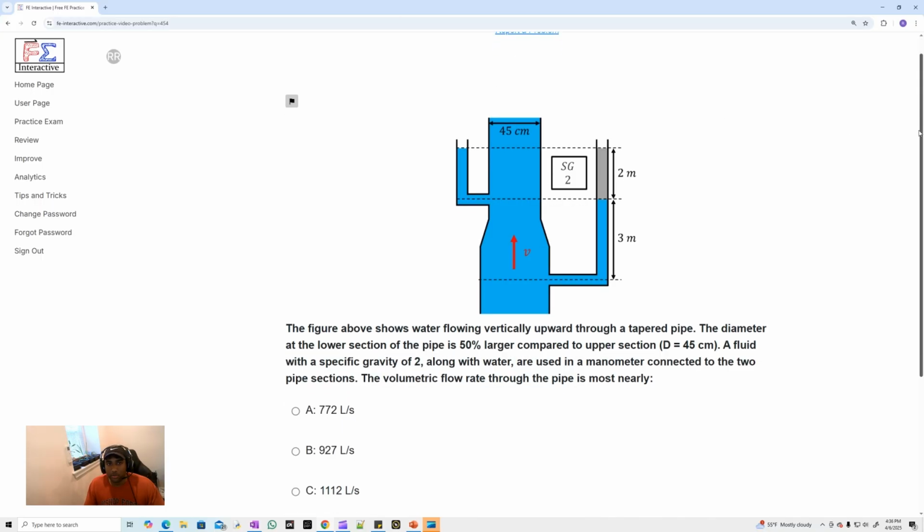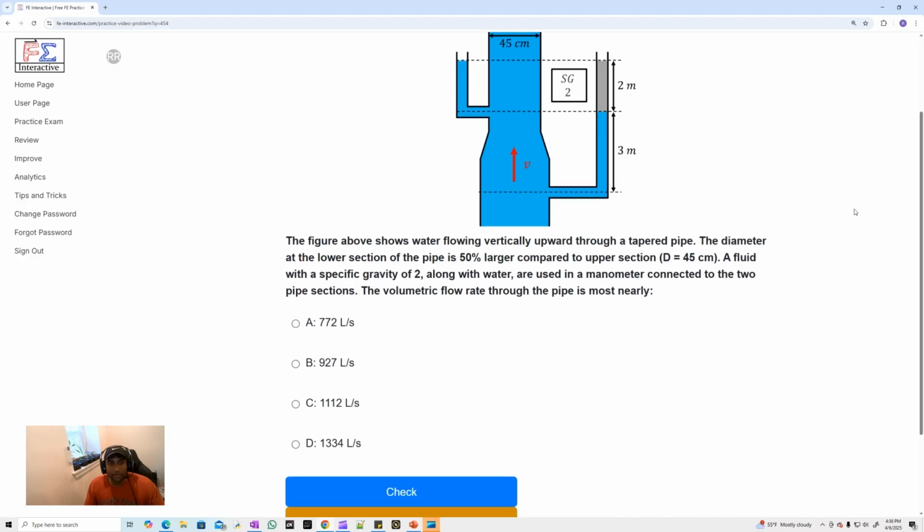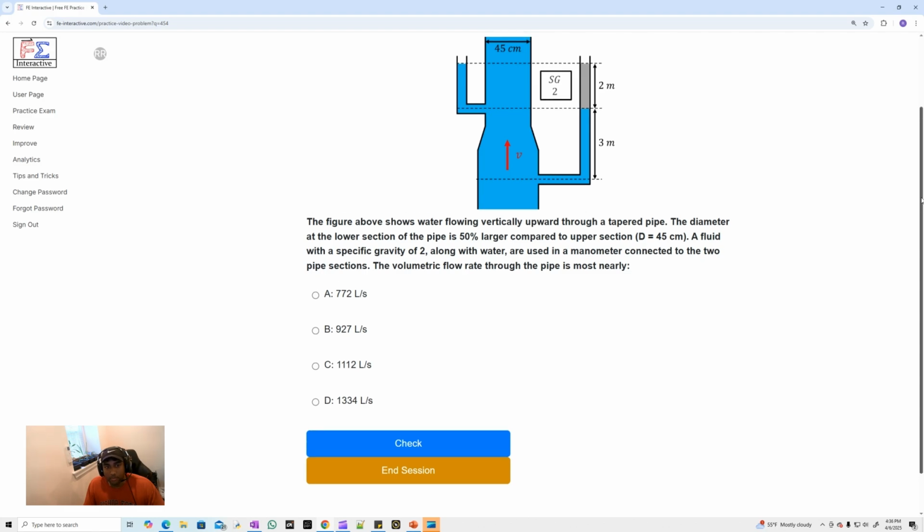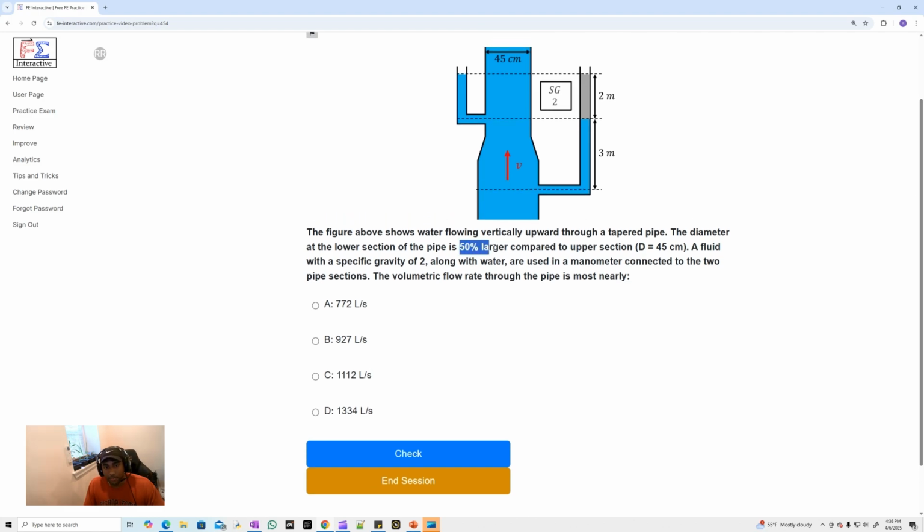Let's get into this solution. It says the figure above shows water flowing vertically upward through a tapered pipe. The diameter at the lower section of the pipe is 50% larger compared to that upper section. A fluid with a specific gravity of 2, along with water, are used in a manometer connected to the two pipe sections. We're looking for the volumetric flow rate in the pipe.